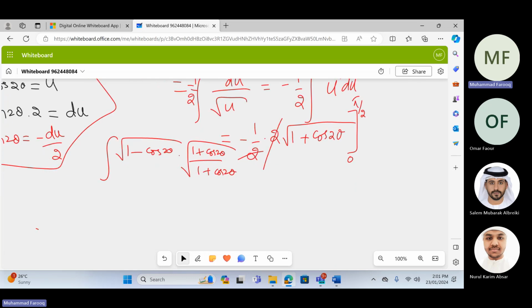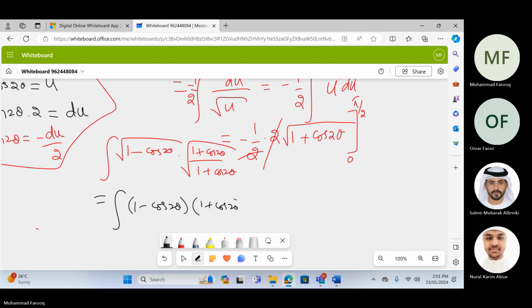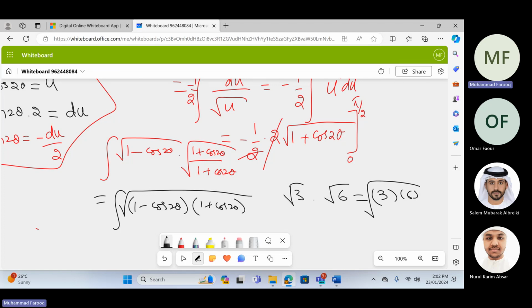You can write this like that: 1 minus cosine 2 theta multiplied by 1 plus cosine 2 theta in one radical. Combine, it's like that. It's square root 3 times square root 6, so you can write 3 and 6 in one. You can combine, it's fine.